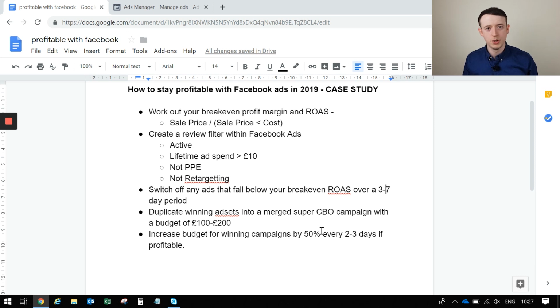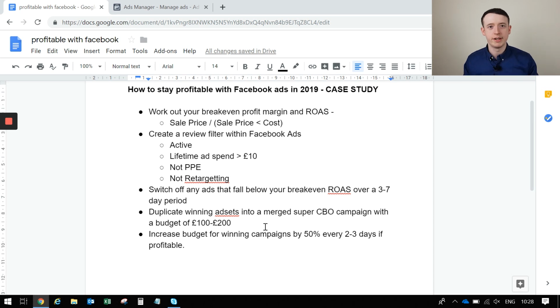So once you've found your winning ad sets, you want to duplicate them. Just go through them and tick them off, and then duplicate them into a sort of super merged CBO campaign. So all your winning ad sets from all your different campaigns get put into this one campaign, and you can set your budget at your CBO level for £100 to £200 a day. And each day you're going to review your winning ad sets, and any that aren't in that super CBO campaign, you're going to duplicate them from your test ad sets and put them into this super CBO.